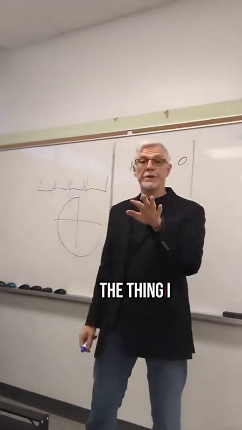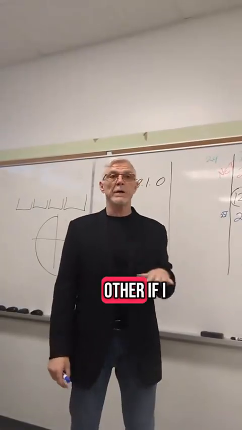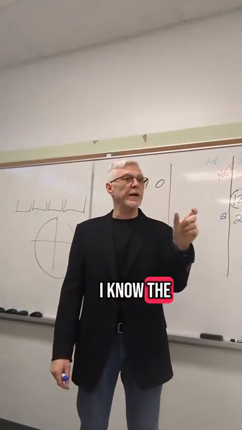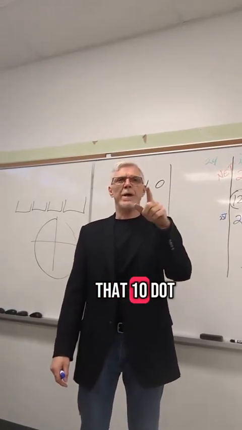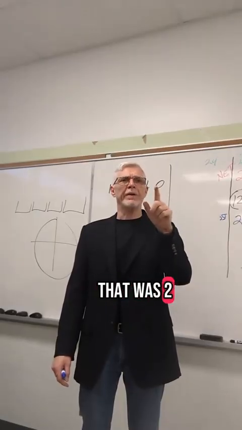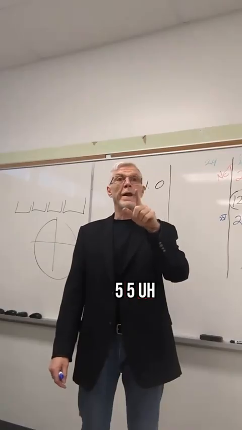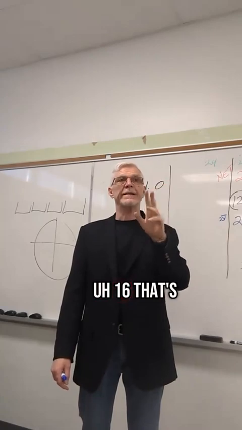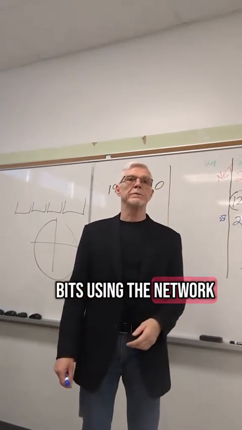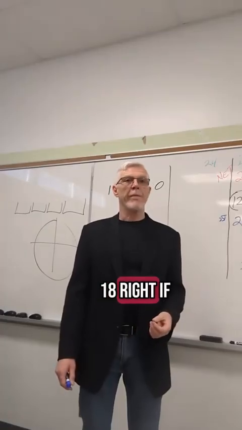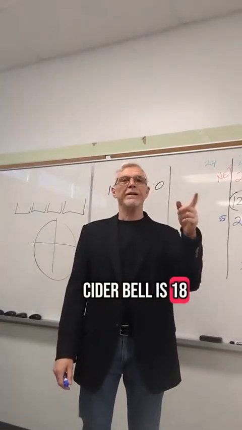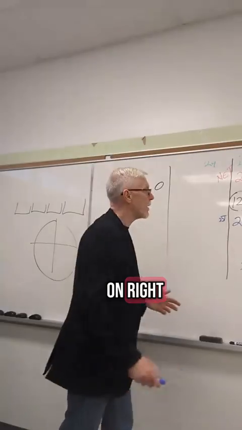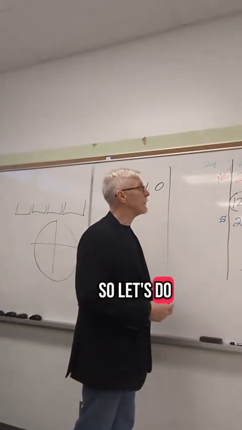The thing I was going to tell you is, if you know one thing, you know the other. If I know the broadcast address, if I can see that broadcast, I know the CIDR value. That 10.255.255.192.0, so that is 16, that's 18. There's 18 bits using the network. CIDR value is 18, right? If I know the CIDR value is 18, I can figure out the broadcast, and so on and so on.